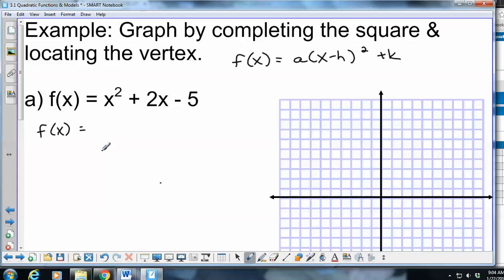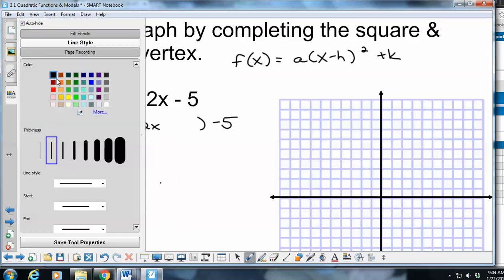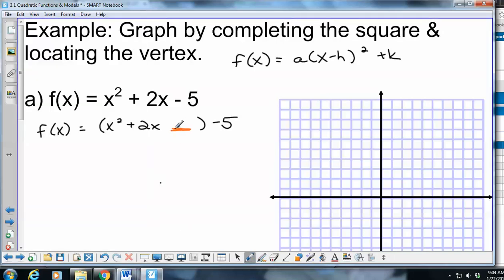So instead, what I'm just going to do is add parentheses. My x squared and my 2x are going to go in my parentheses. I'm going to leave a little space. And this minus 5 gets stuck on the outside. Okay, so now we need to complete the square. So we have to figure out what number to add here to make this a perfect square.